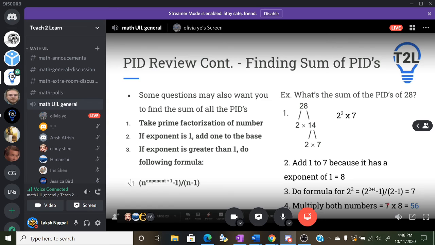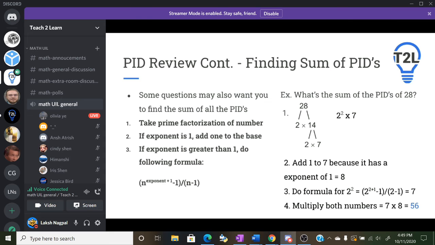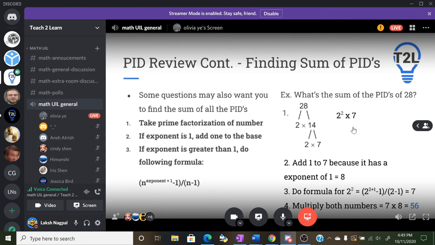You probably want to write that down and keep it for reference when doing the problems. You do steps 2 and 3 depending on the exponent of each individual number. Since this one only had 2 individual numbers, 2 squared and 7, you just had to do it twice. First you got 7, and for step 3 you got 8. The last step is to multiply those two numbers to get 56.